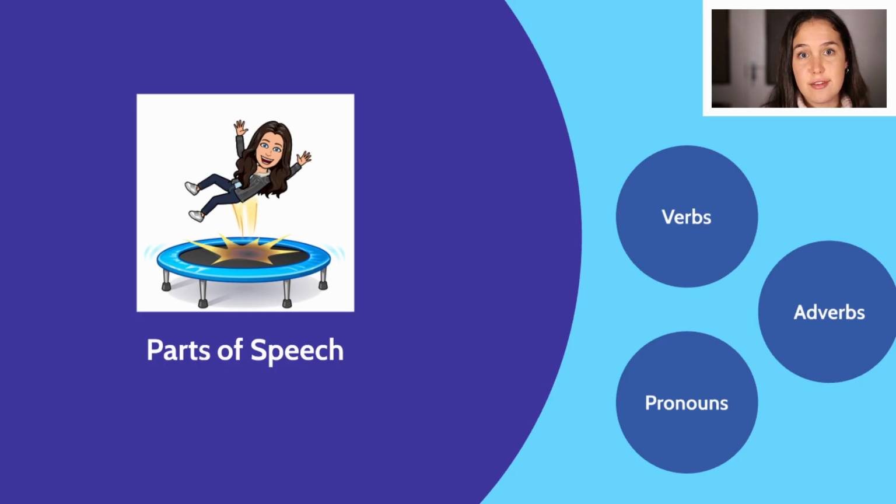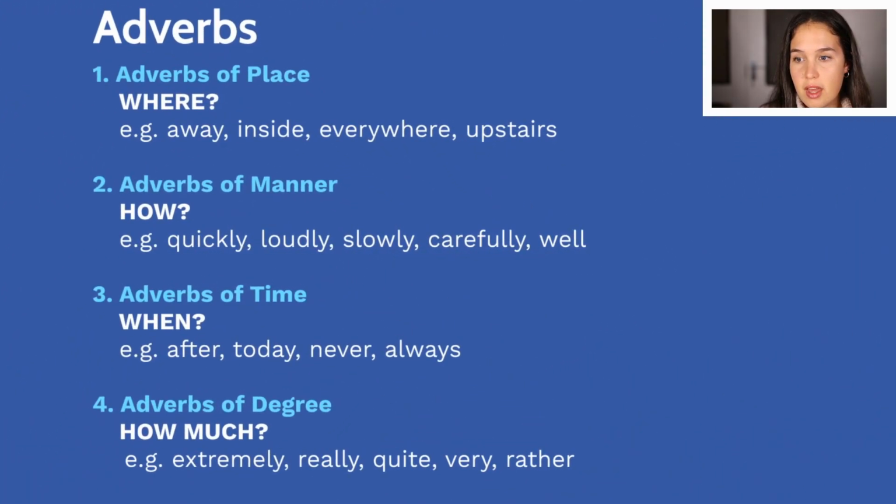Next up, adverbs. There are 4 different types of adverbs. Number 1, adverbs of place, asking the question where. For example, away, inside, everywhere, or upstairs. Number 2, adverbs of manner. We're asking ourselves how. For example, quickly, loudly, slowly, carefully, or well.